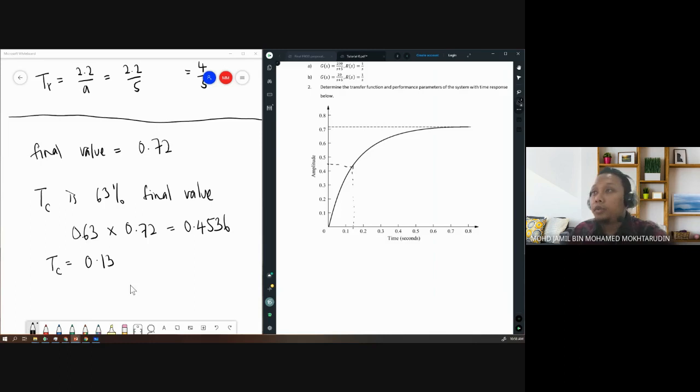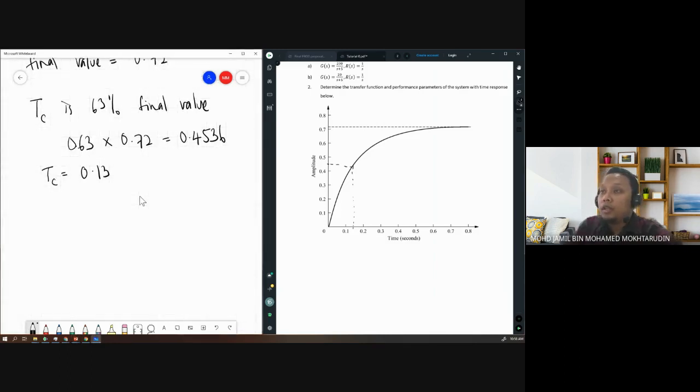And then we go back to the formula for time constant. So time constant equals 1 over A. So equals 0.13. So find A. So A equals 1 divided by 0.13. So you get A about 7.69. This is the poles. Okay, poles of the transfer function.